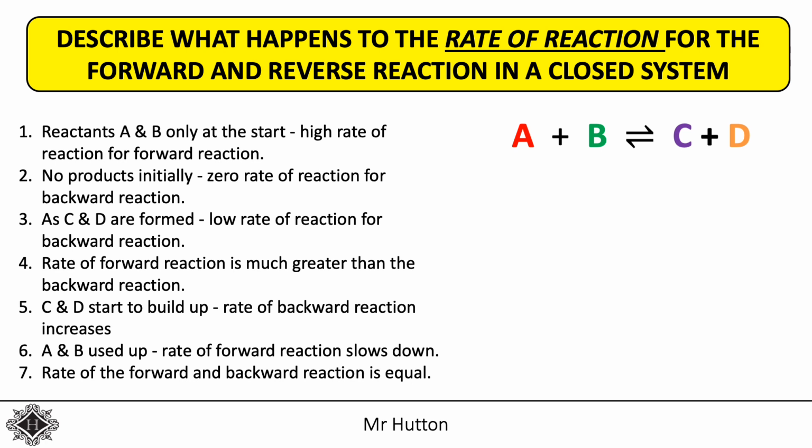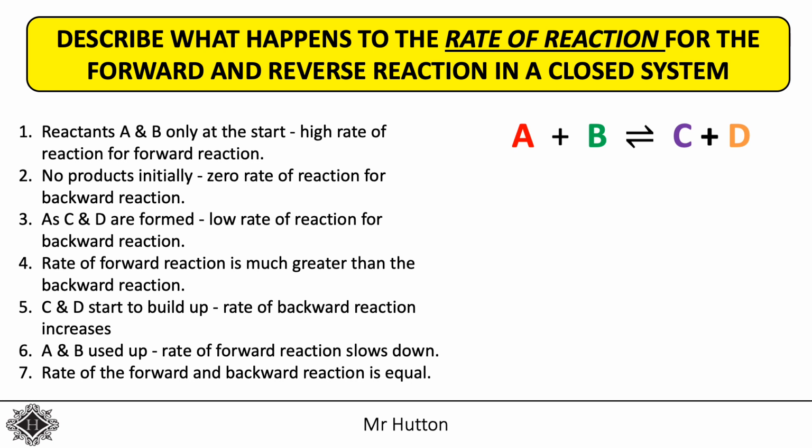So as the rate of the forward reaction is currently much greater than the backward reaction, because we've still got lots of A and B, the rate of our forward reaction is still going to be greater than the backward reaction. But as A and B are reacting, they're forming more C and D. So C and D start to build up. The concentration of C and D is getting much higher, so therefore the rate of the backward reaction will increase.